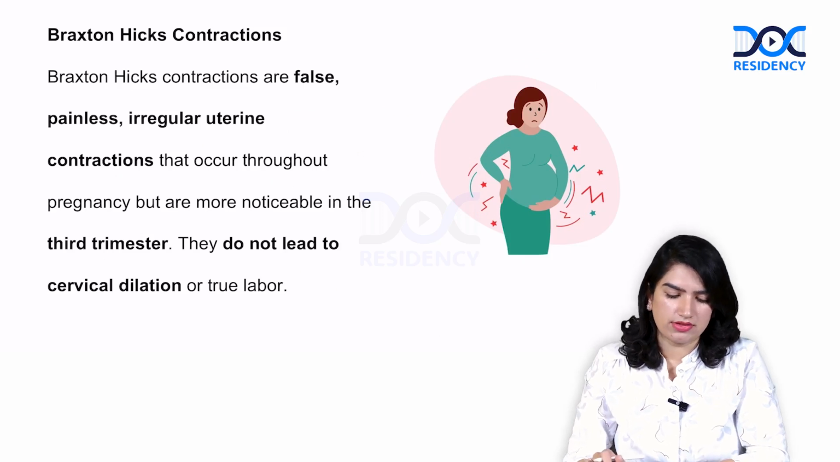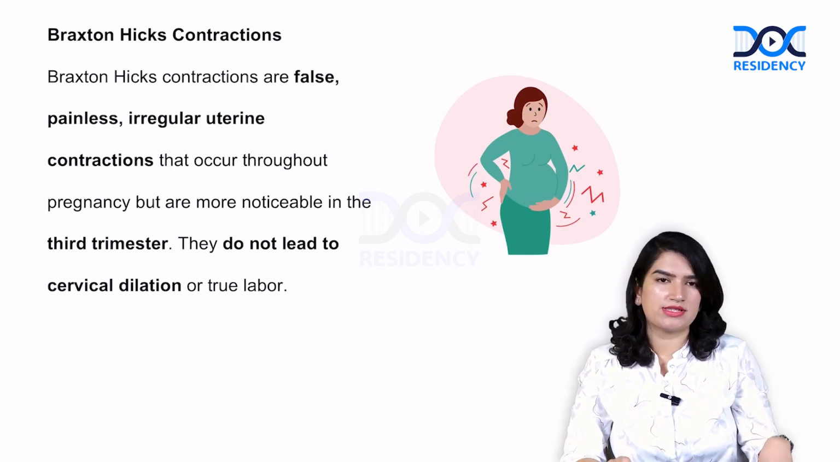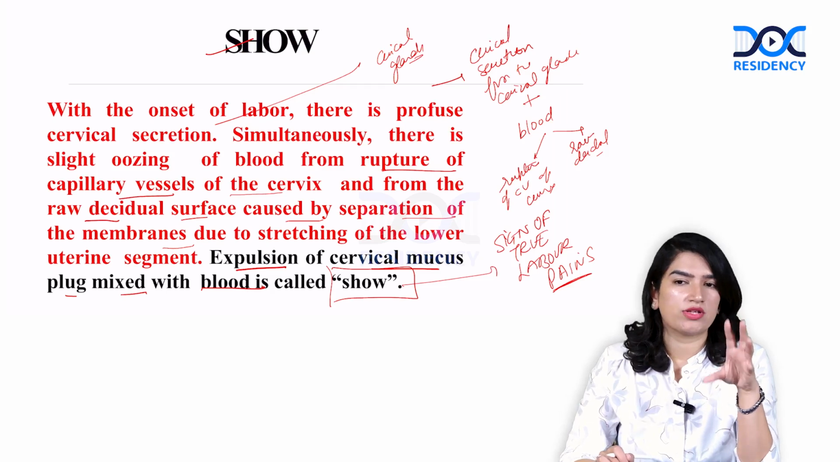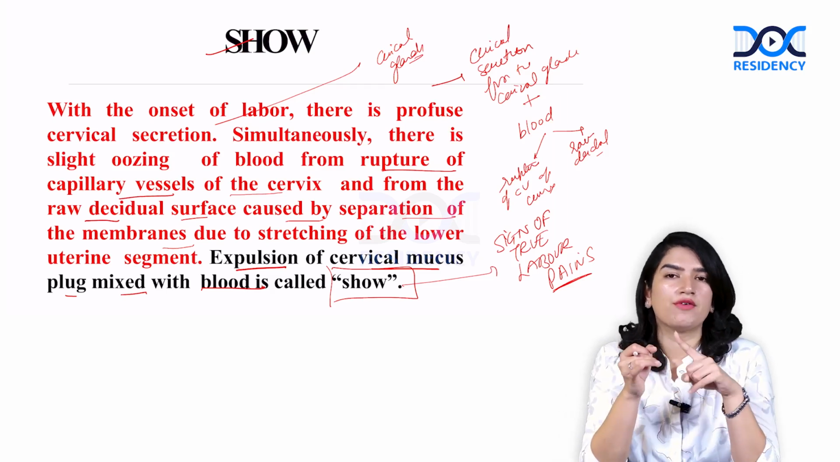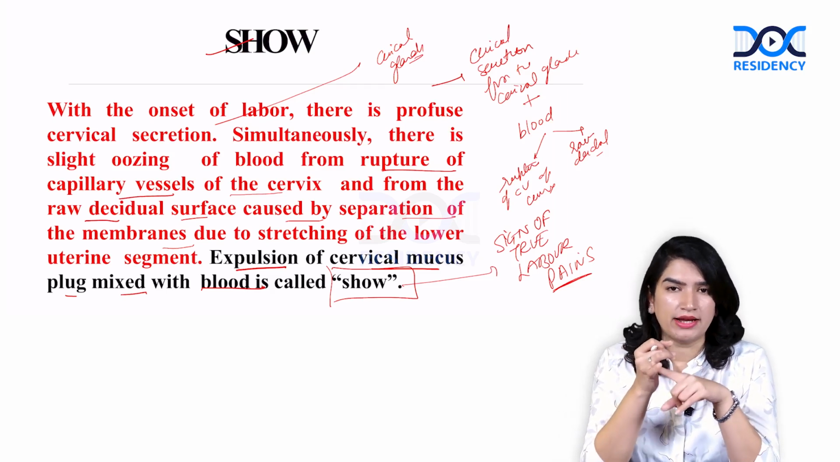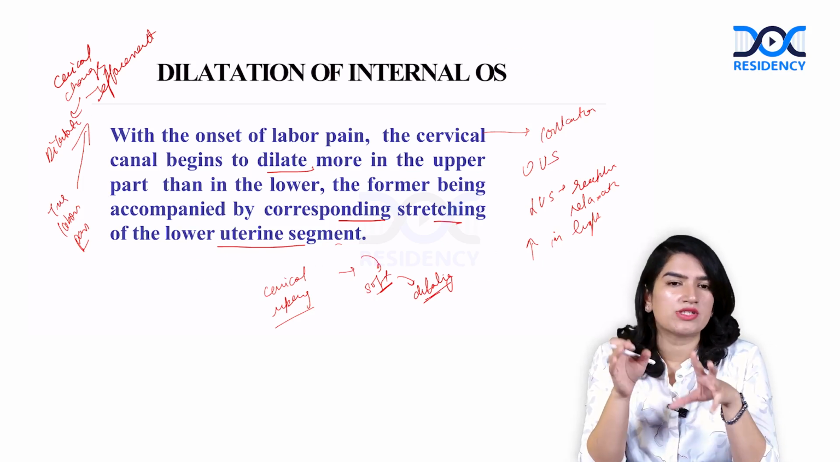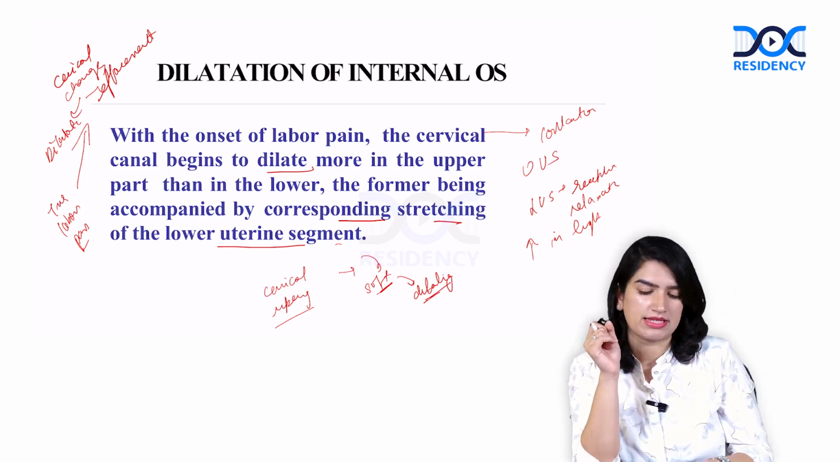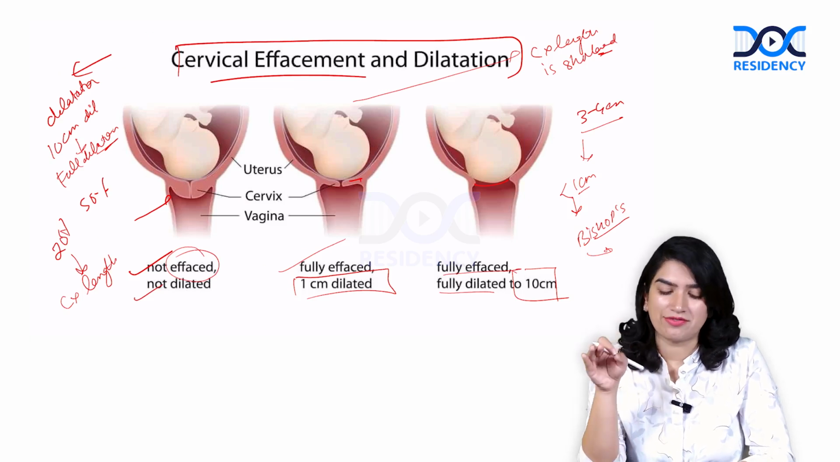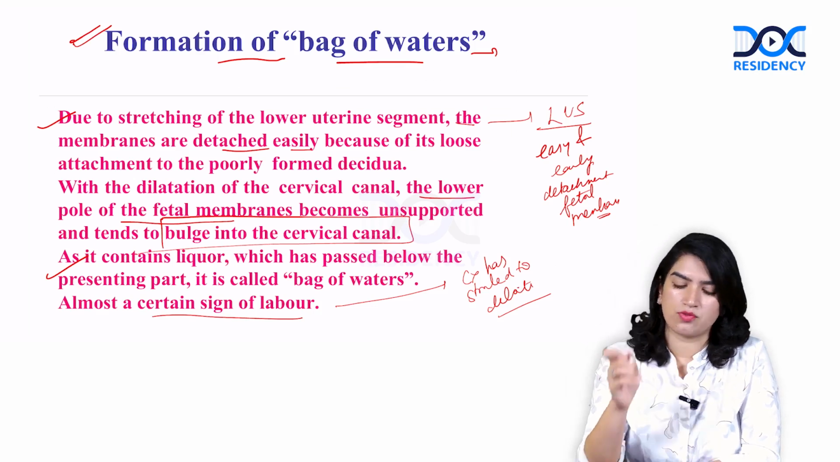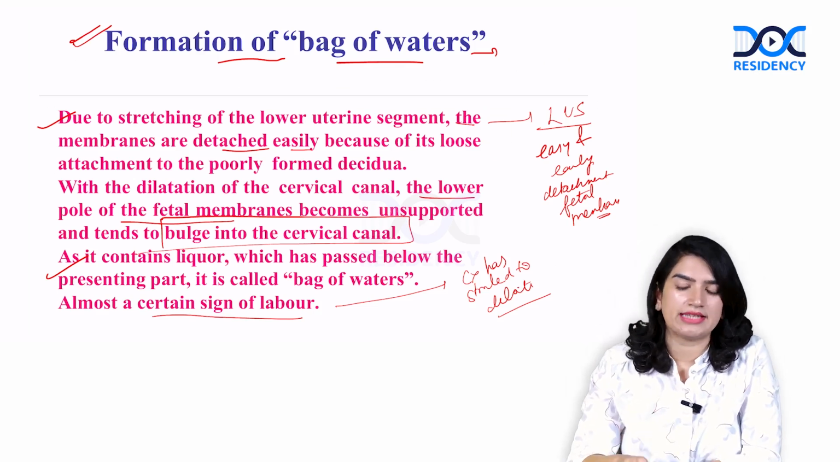So we have learnt about the types of contractions, the Braxton Hicks contractions, differences between true labor pain and false labor pain. We learnt about what is show, expulsion of cervical mucus plug mixed with blood. We learnt about the dilatation of internal os because of corresponding stretching of the lower uterine segment. Then what is the difference between cervical effacement and dilatation, and the formation of bag of forewaters, which is almost a certain sign of labor.